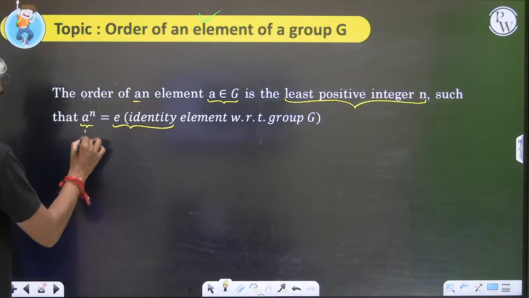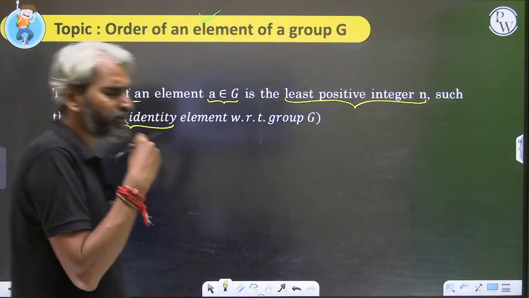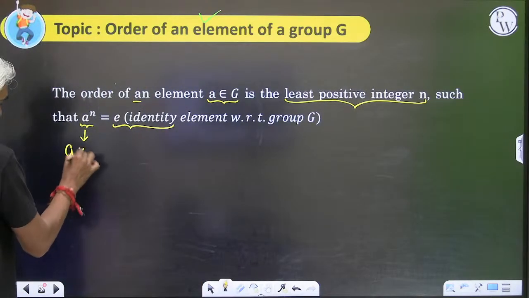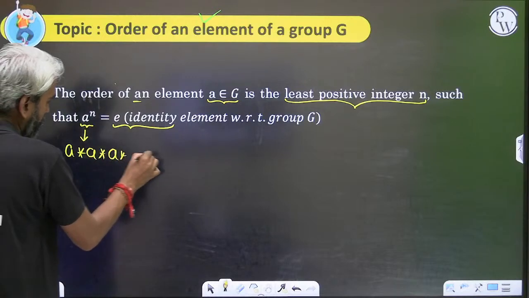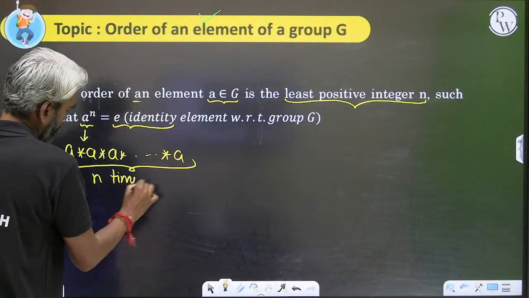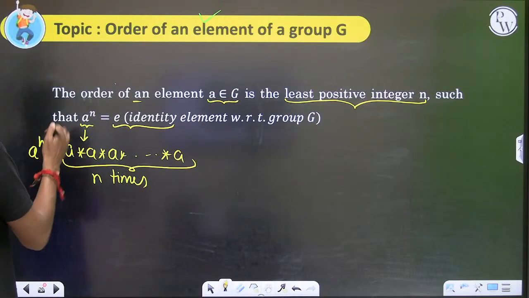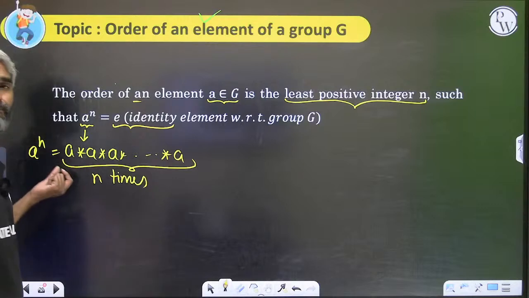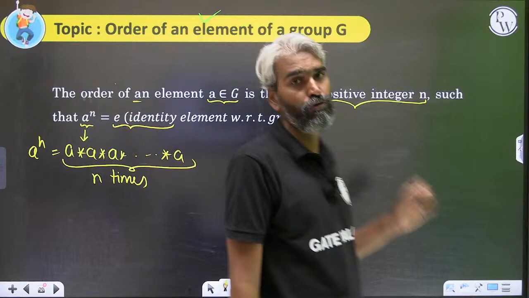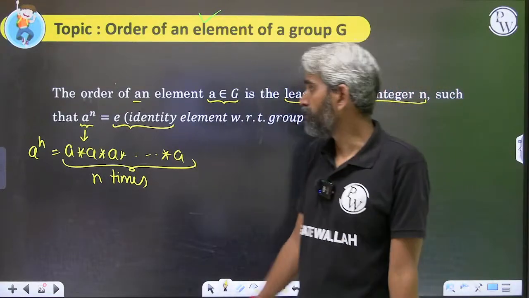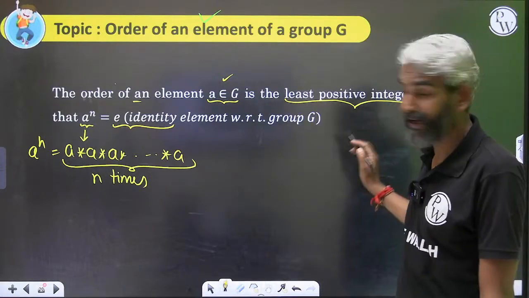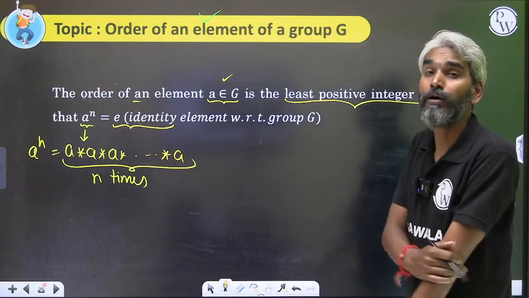Just one minute. A raised power n is not A into A, but the binary operation: A asterisk A asterisk A, n times, equals A raised power n. So don't think of it as a simple multiplication. A raised power n corresponds to the binary operation with respect to which we are checking for the group. So the order of an element A belonging to set G is the least positive integer n such that A raised power n is equal to the identity element.